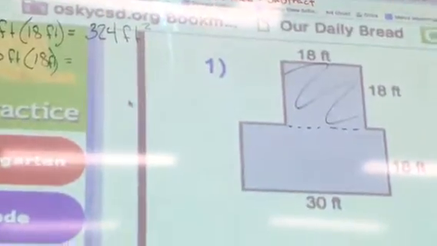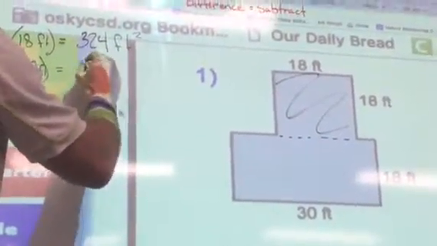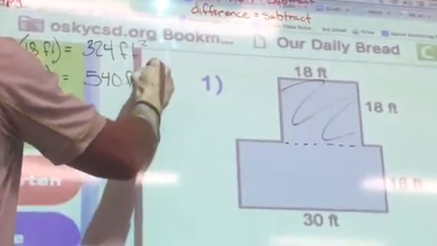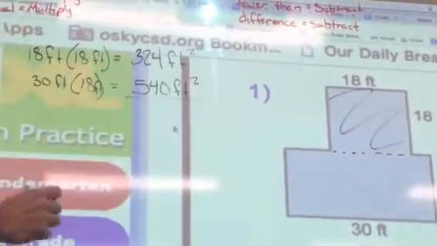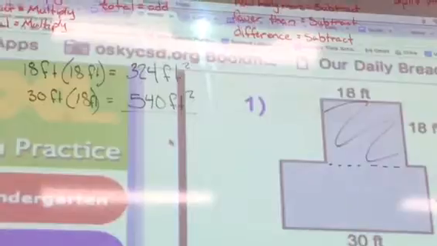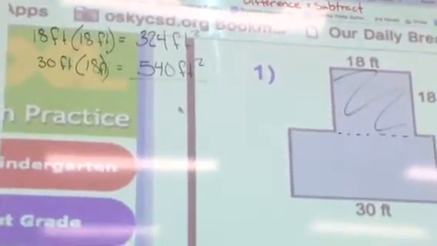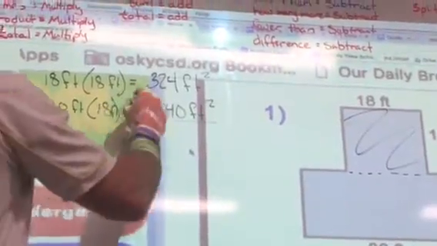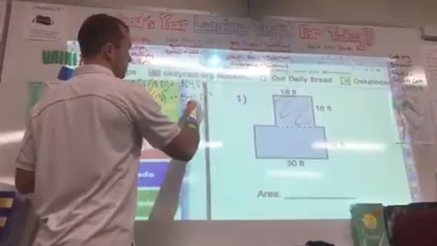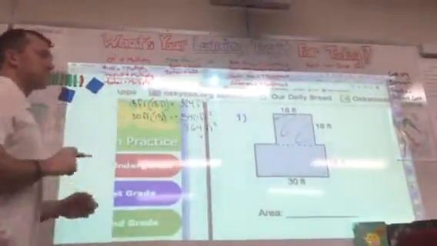And what do we get for 30 times 18? 540. 18 times 3 is 54. 540. We could use mental math here. Once I've found the rectangle, what do I do to find the total area? Think about it. What would I do to find the total area, Jenna? Add them together. Sure, add them together. 864 feet squared, or square feet.